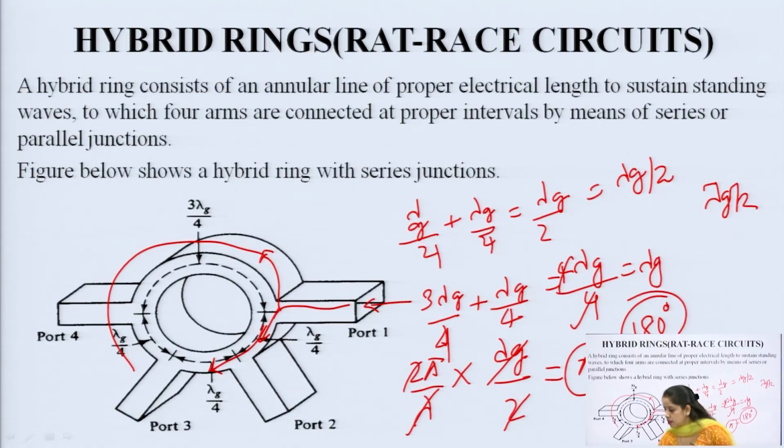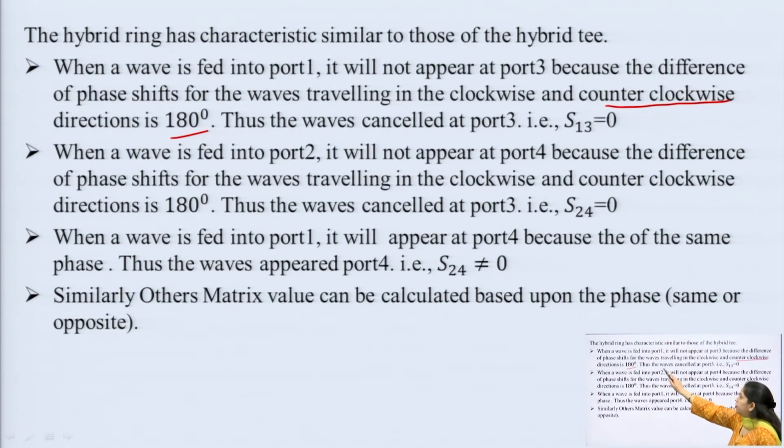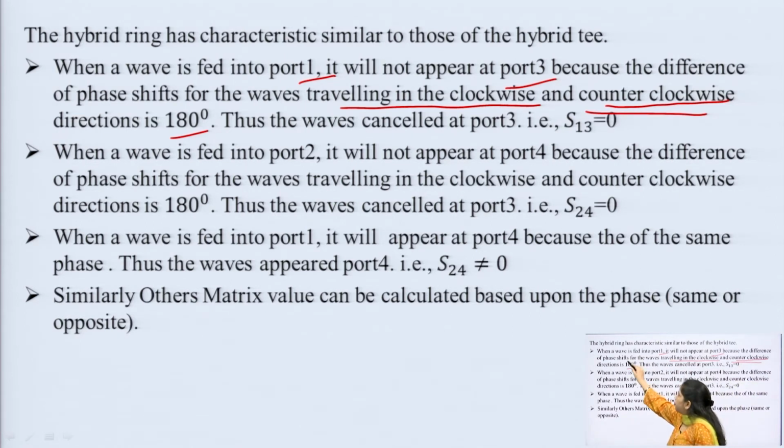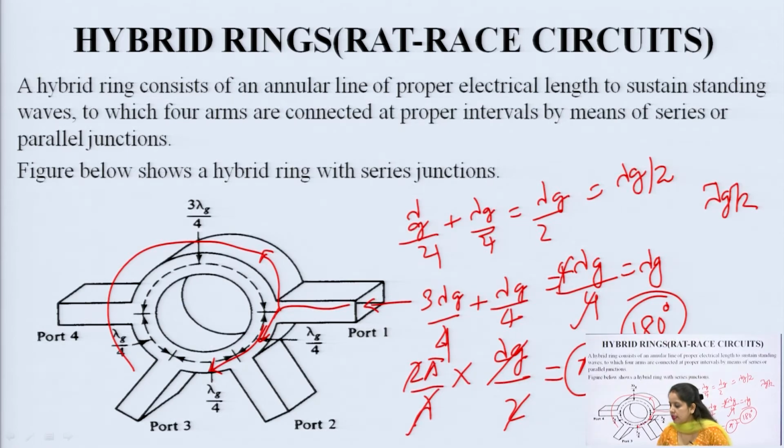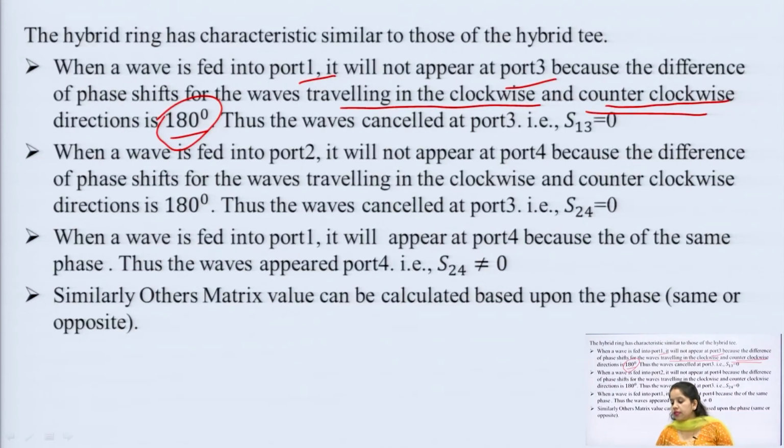So, this statement is saying that when a wave is fed into port 1, it will not appear at port 3 because the difference in the phase shift of the wave travelling in the clockwise and counterclockwise direction is 180 degrees. So, if we take the direction in both and the difference comes to be 180 degrees, the power fed into port 1 will not appear at port 3. Similarly, we will check for the other ports also.